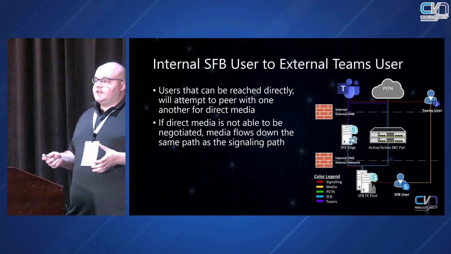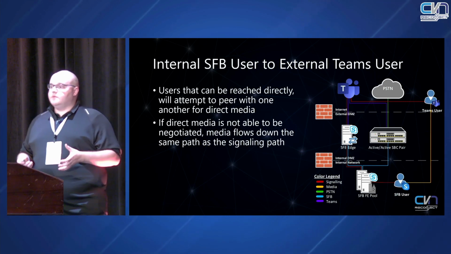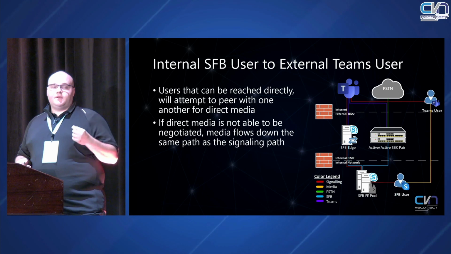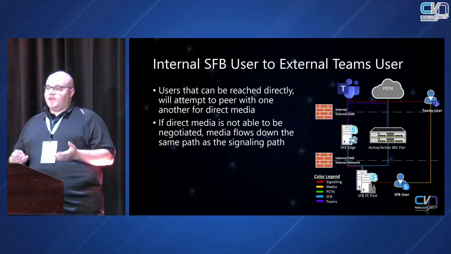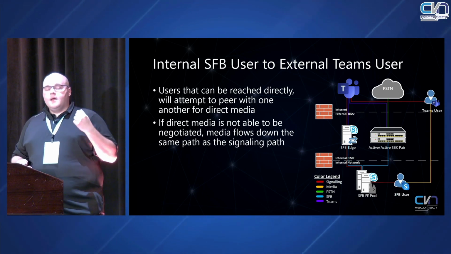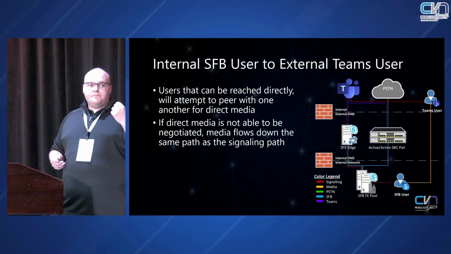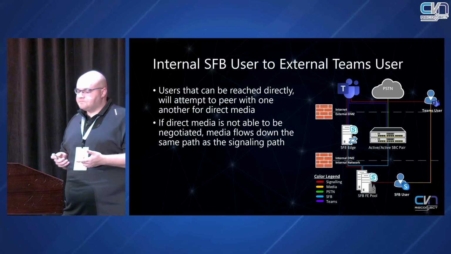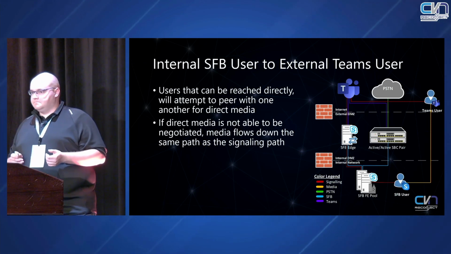Now, as soon as you move that Teams user external, it's going to, again, try to negotiate. It's, hey, I'm at this IP, here's the port you can try to reach me on. If it can't reach you, it's going to go back the signaling path. But the media path that they're going to follow is going to be directly between those two clients as long as it can be negotiated. Any questions? Cool.